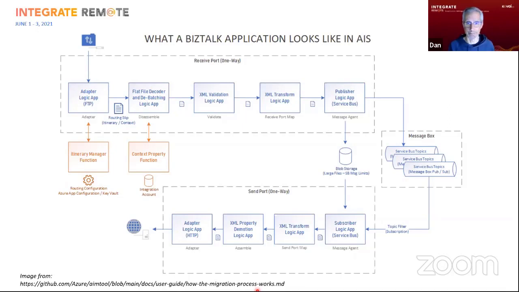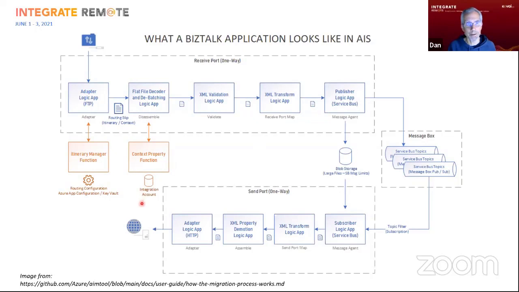It performed some logic on that, including a map, saved it to the message box, and then had a subscriber that picked it up and sent it out as HTTP. And there would be some validation and some property promotion involved in that. So all the components in your receive port can be basically implemented in Logic Apps.